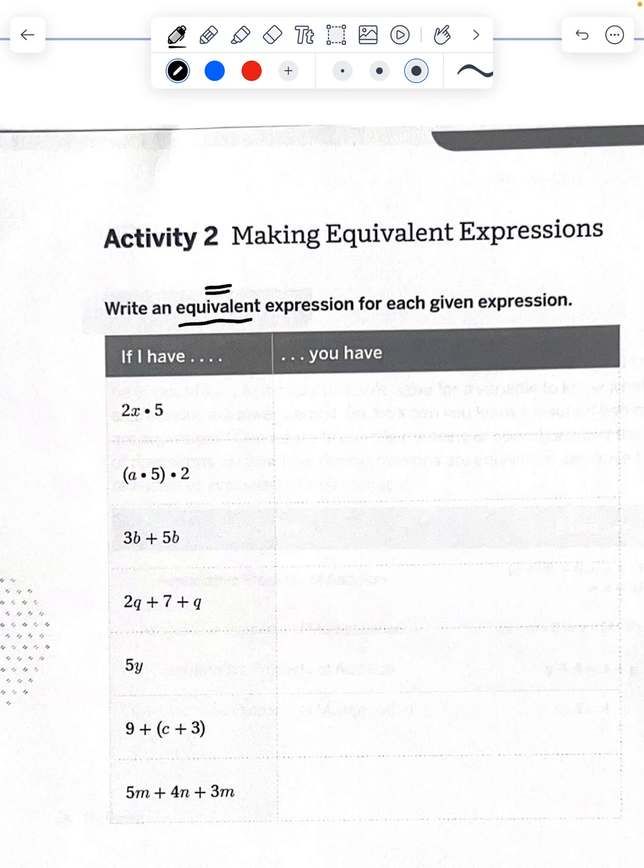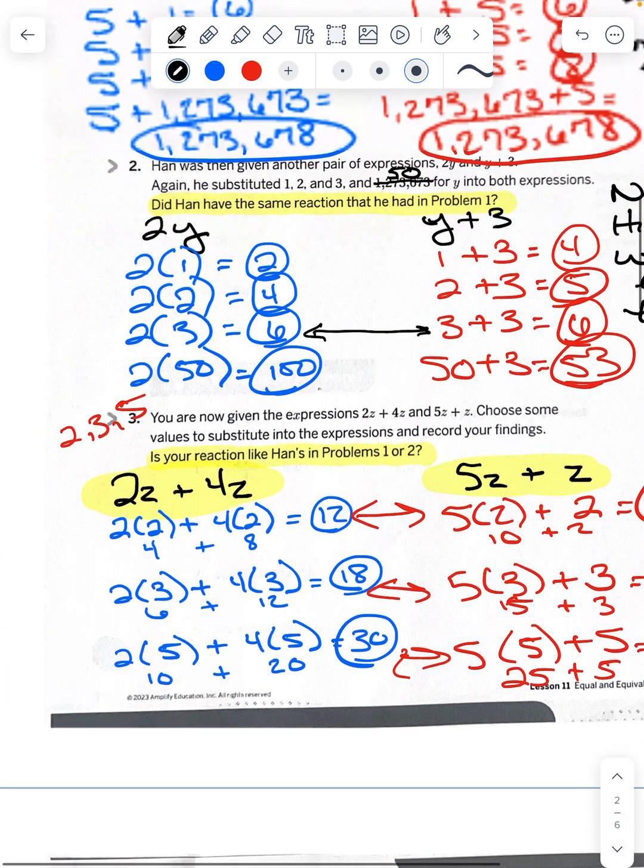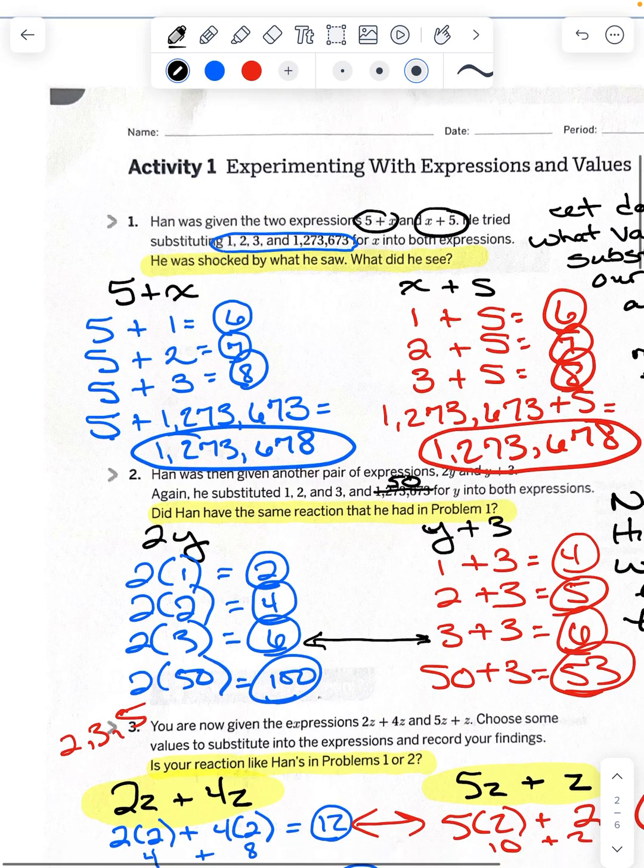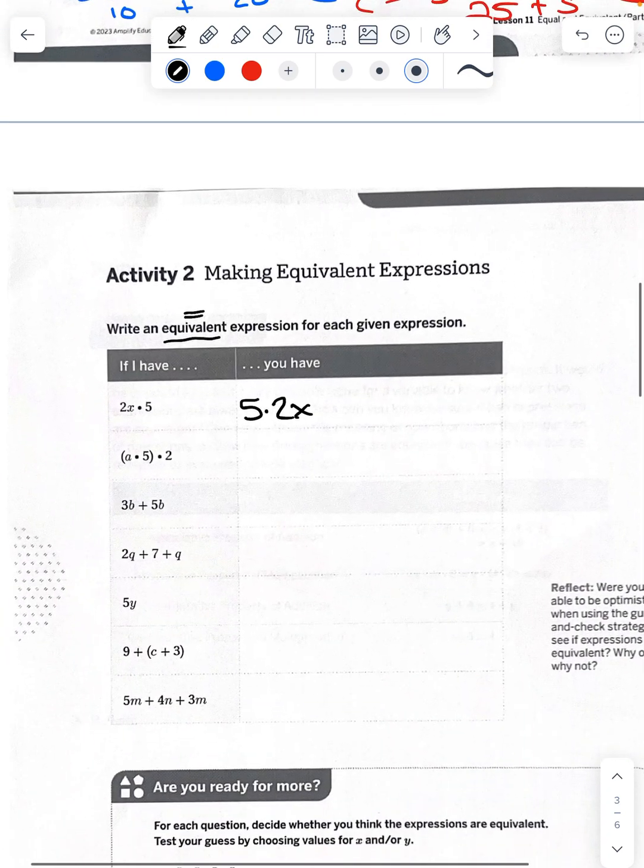So here, if we're writing something equivalent to 2 times x plus 5, we could either, A, use the commutative property and say, let's just flip it around, 5 times 2x. That was similar to number 1 up here, 5 plus x, x plus 5. So 2x times 5 or 5 times 2x would be the same thing. We could also write, this is the same as 2 times 5, which is 10 times x. Either one of those would give us equivalent expressions.